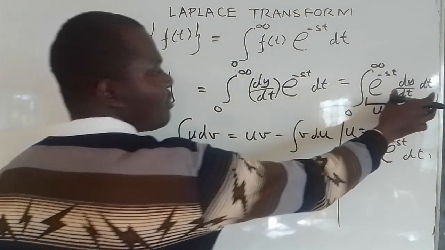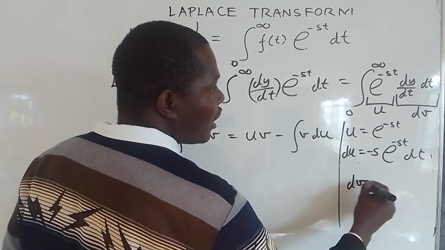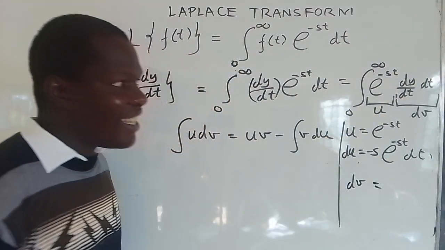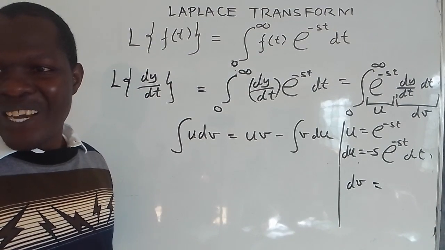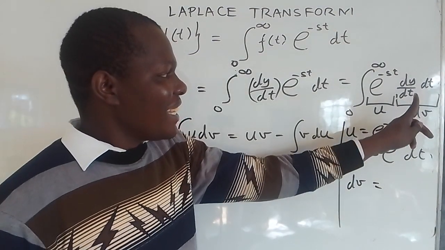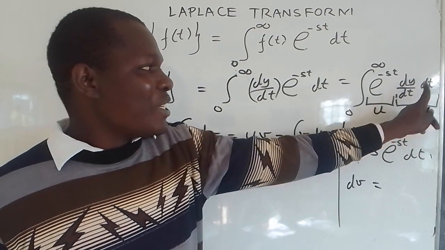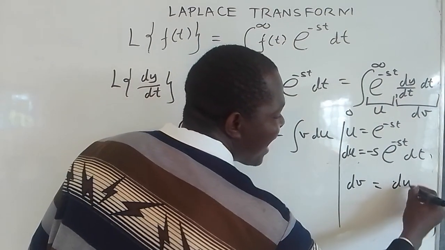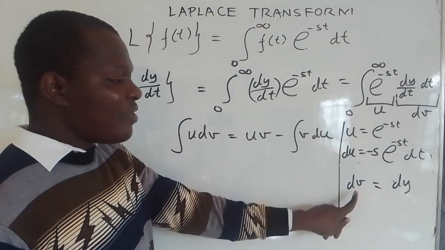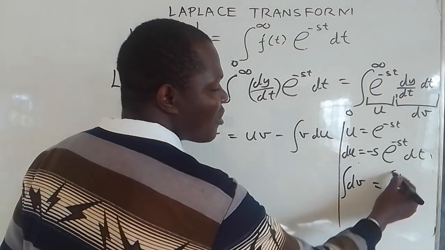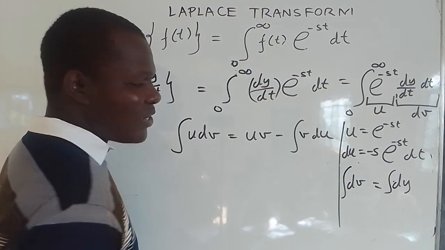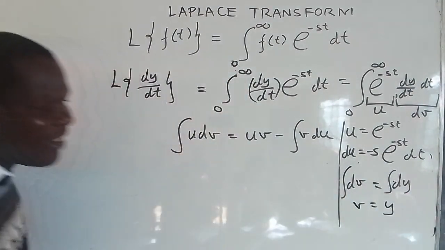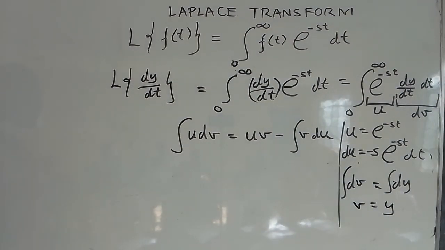Then you have your dv to be dy over dt dt, isn't it? So what does that imply? Look at this, dt will go with dt. What will you remain with? dy, isn't it? So for you to get v from dv, you must introduce an integral on both sides of the equation. So the integral will go with dv, you remain with v, and the integral will go with dy, you remain with y. Are we together?